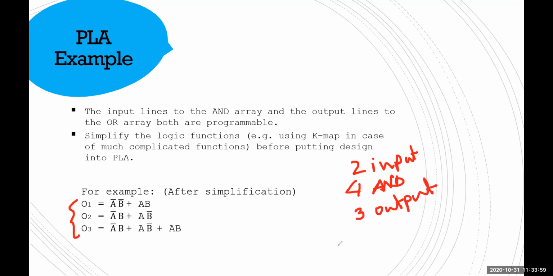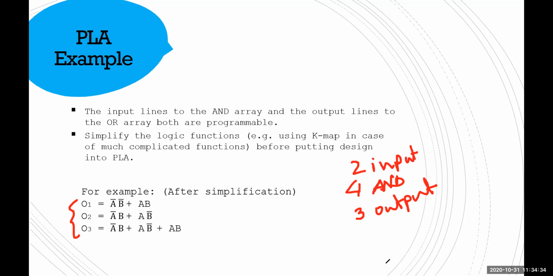So you need to choose a PLA that has minimum 2 inputs, minimum 4 AND gates, and minimum 3 outputs. If the number of AND gates is less than that, you cannot do this design using that PLD. So before buying the PLD, you have to check how many inputs they have. Okay, 2, enough. If they are 3, no problem. If they are 4, no problem. That will do the work. If the input is 1, that will not work. So the number of inputs is 2.